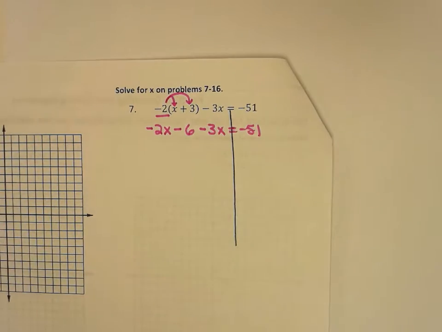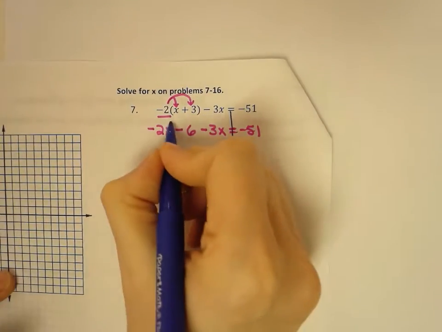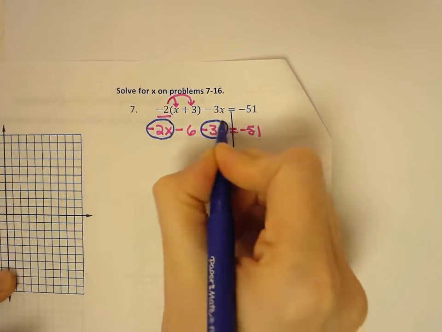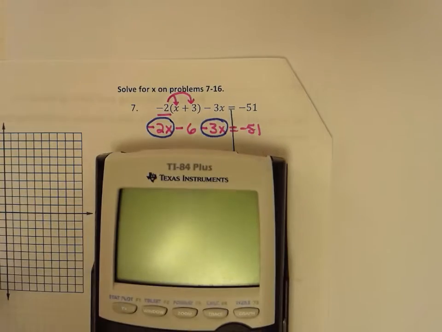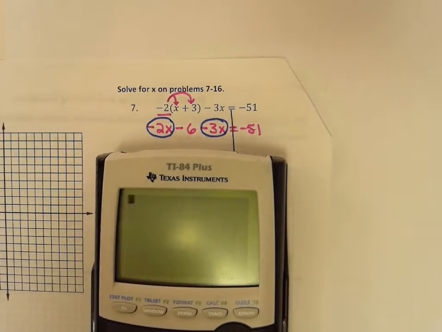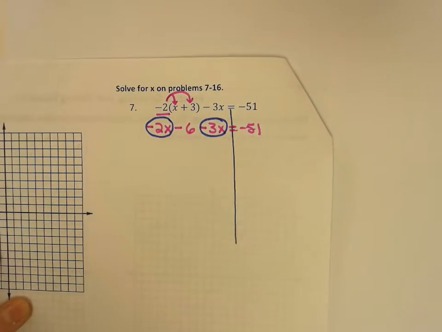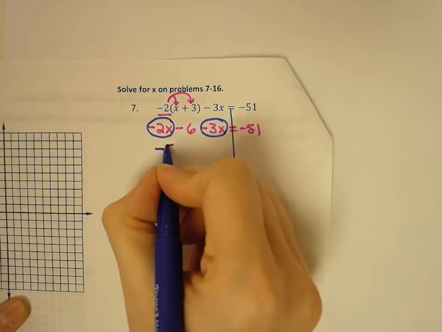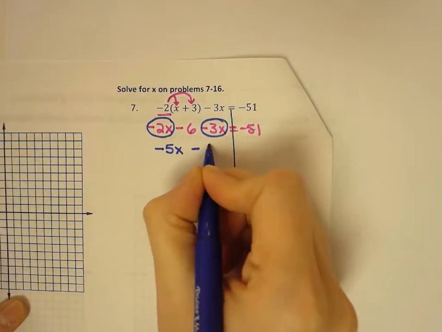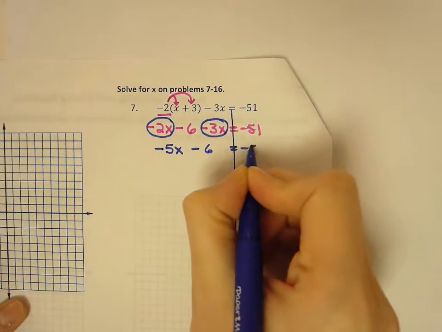Now anytime you distribute, the next thing you should do is check for combining like terms. So like terms have the same letter. When you circle them, make sure you take whatever sign is in front of them, and then combining them just means that we are adding those two numbers together. So now I've got -5x's. The -6 moves down, and so does the equal -51.